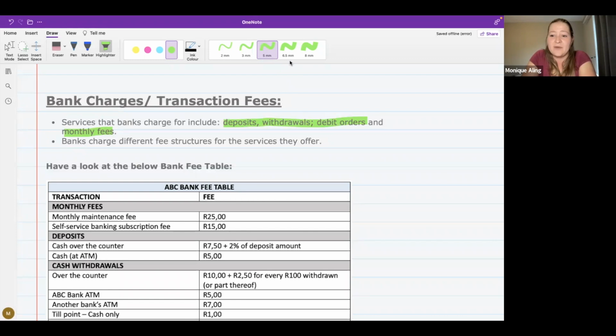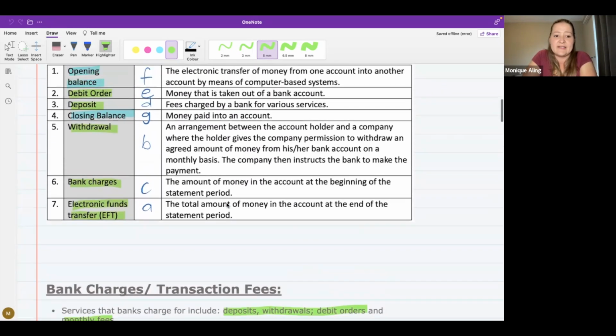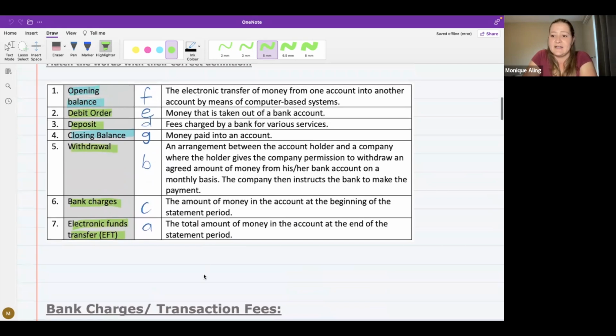The table above, Lerato. I'm going to quickly go back to that. Okay, all sorted.